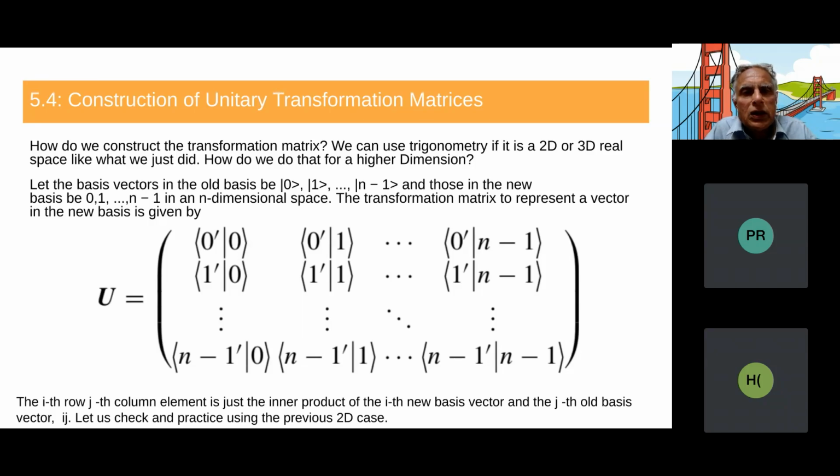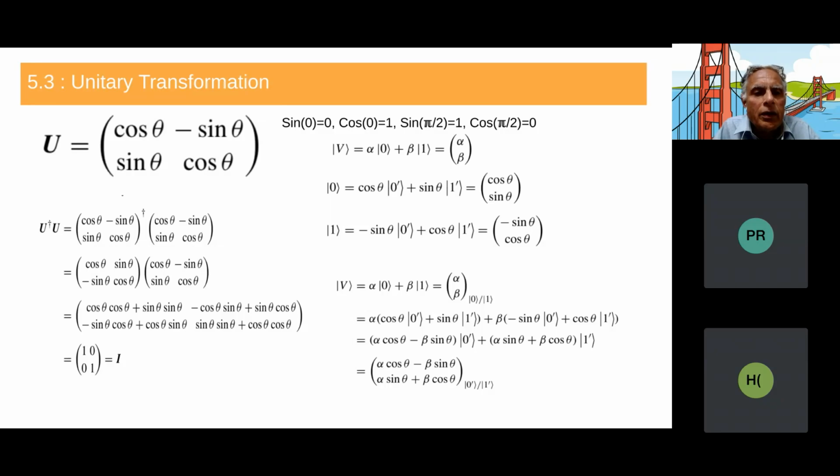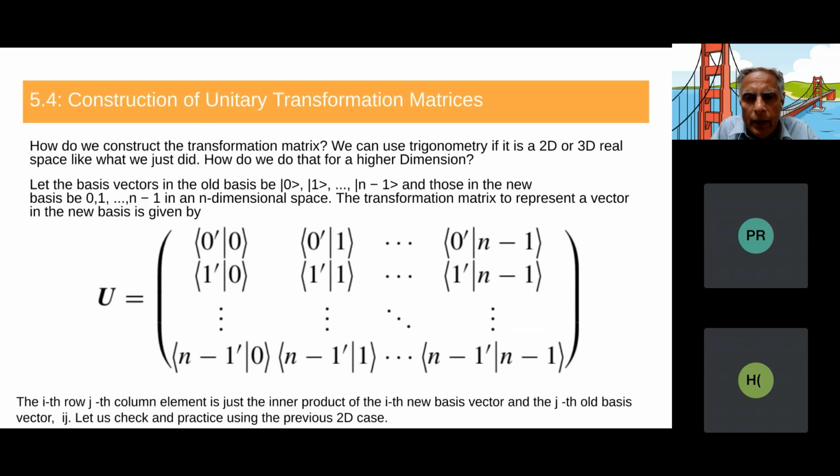Now let's do the construction of a unitary transformation. How do we construct a unitary? Okay, here we got it because we took some fake numbers, right? Some angle, and then perceived it, and then actually calculated based on some theta. Now here, how do you construct the transformation matrix? That means, how do you get the unitary transformation matrix? We can use trigonometry as we did in 2D, 3D earlier. How do we do that in a higher dimension? So the question is, if I have n dimensions, then what will I do?